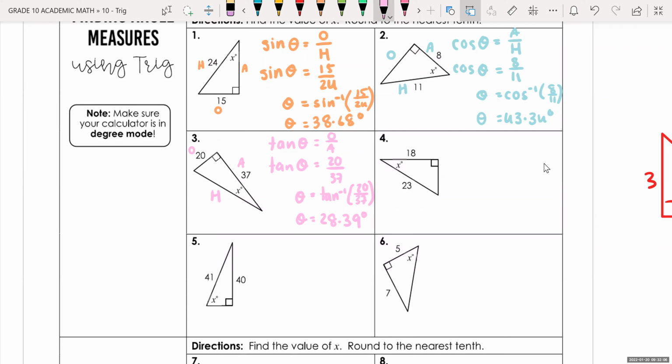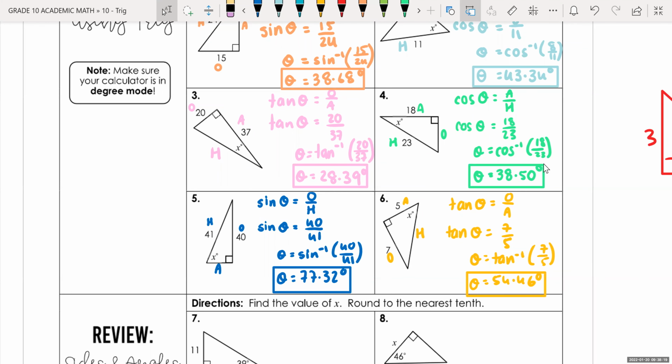Okay, go ahead and try 4, 5, and 6 yourselves, and I will put them up on the board. Shweta? All right, so for question 4, we got 38.50. Question 5, we got 77.32. And question 6, we got 54.46.